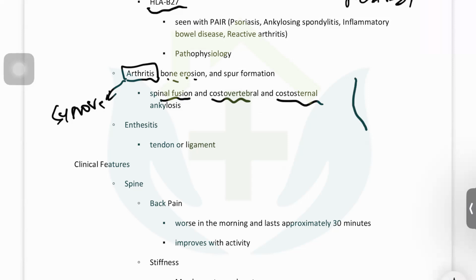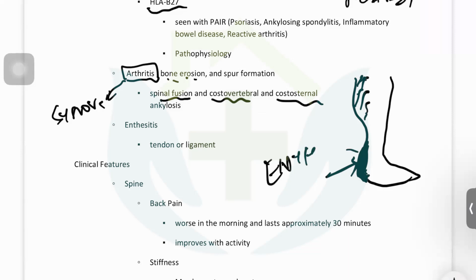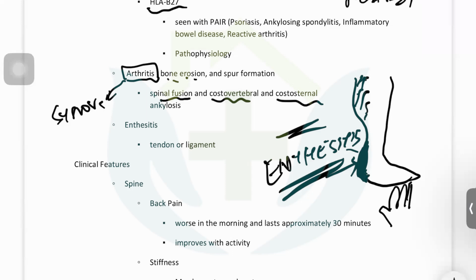Also, in these patients, very common is enthesitis. Enthesitis is when the tendons, which are the point of insertion of a muscle's belly into the bone, get inflamed. This enthesitis can occur in a hand where the fingers are unable to move or become stiff, or, as you can see here, it is the Achilles tendon which gets inflamed.